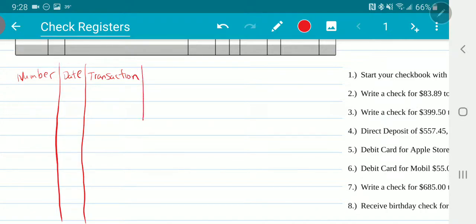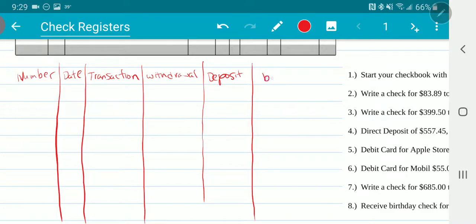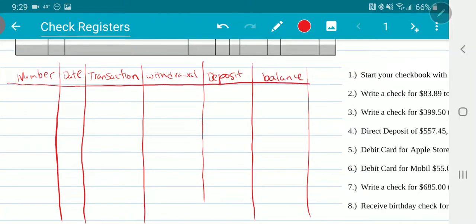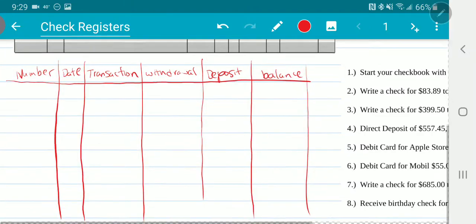And the line down the page, withdrawal. Deposit. And balance. Okay? So we just set up our own little check register. Now we're going to go through filling one of these out together, and then I'm going to have you guys try a few steps on your own.